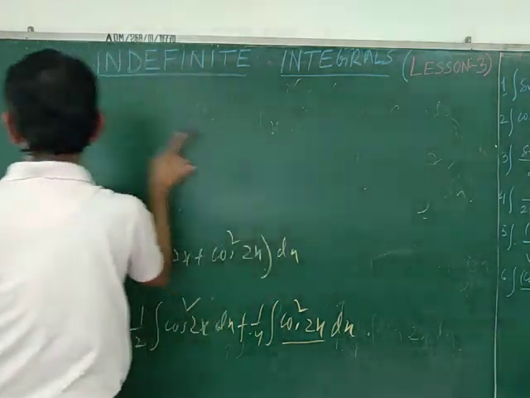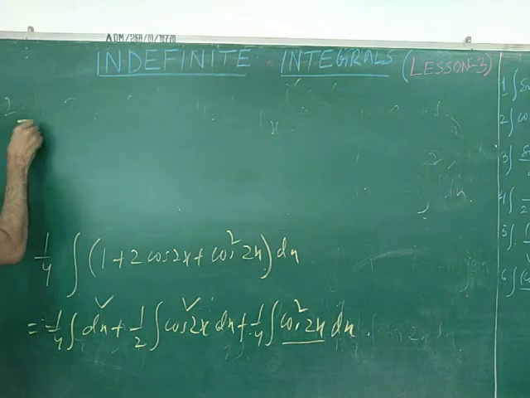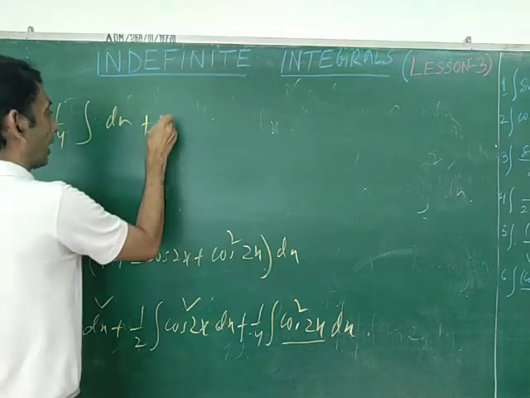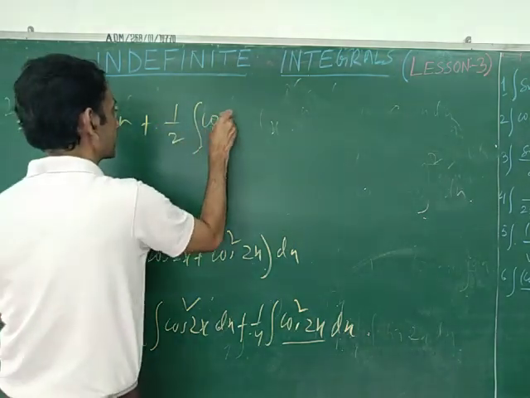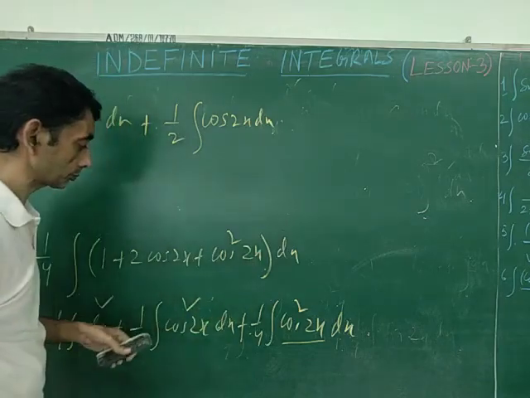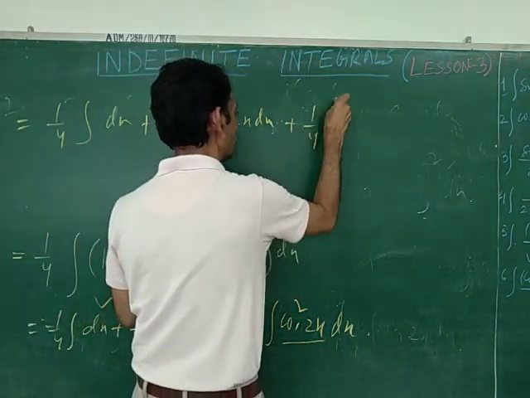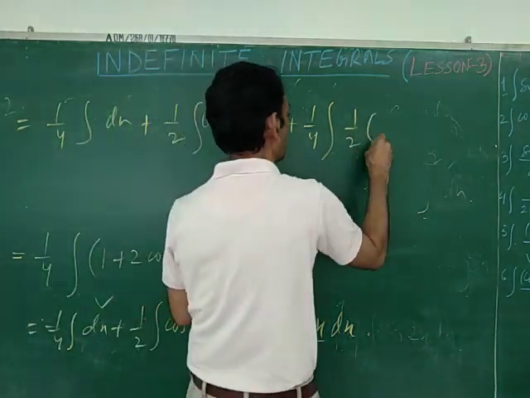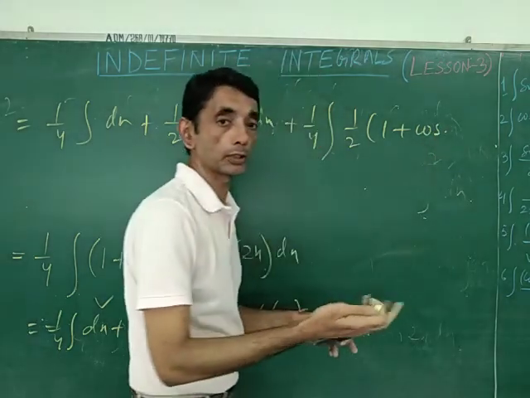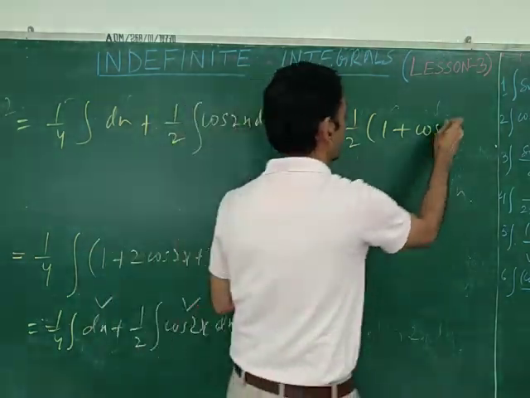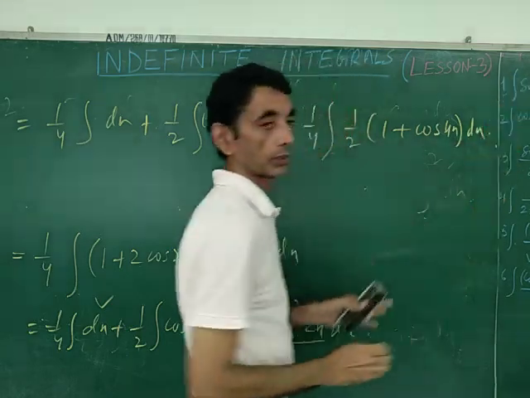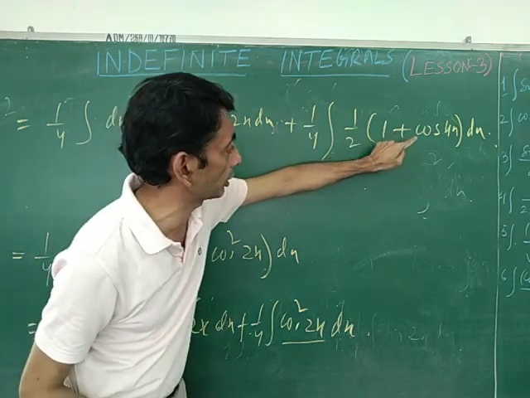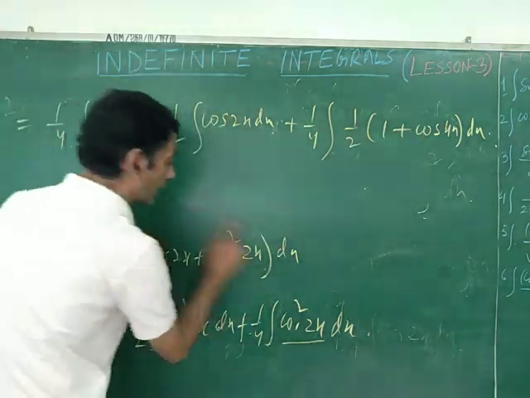We can show you in the next step that it is 1 by 4 integration of dx, then half cos twice x dx, then plus 1 by 4 cos square twice x. We will be using the same formula, half 1 plus cos 2 into x. What is x here? Twice x. So it's 4x dx. Fine. So in place of cos square twice x, you can write half 1 plus cos 4x dx. Now just start integrating. Next.